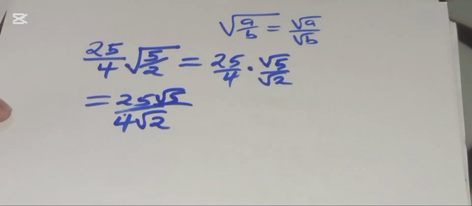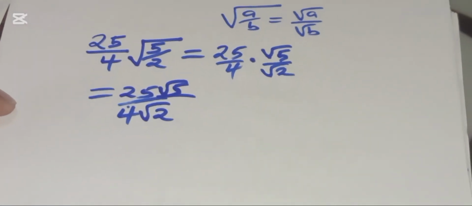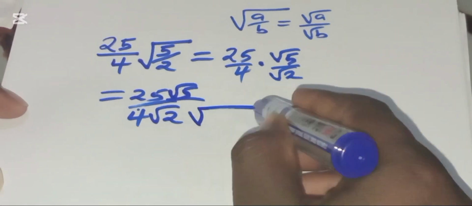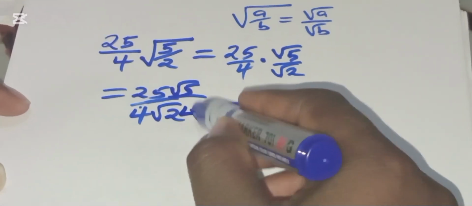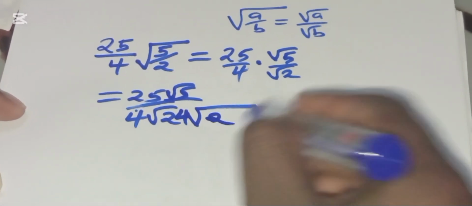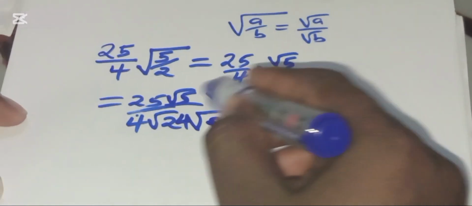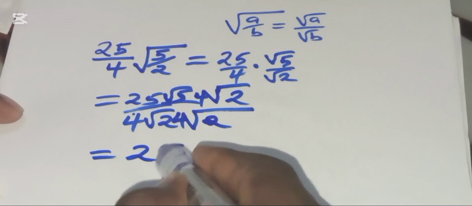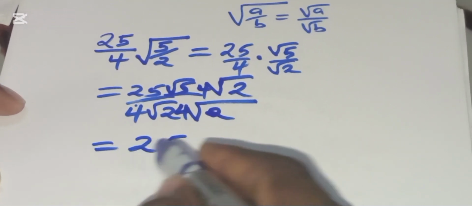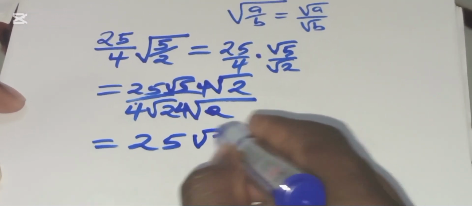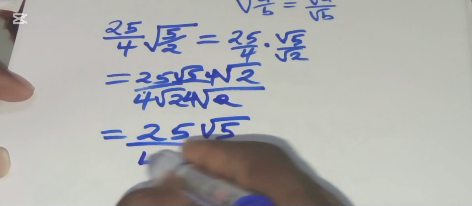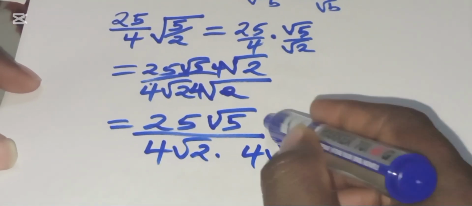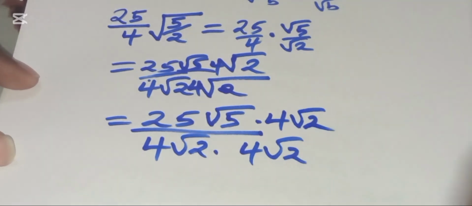So the next thing to do here is we rationalize the denominator by multiplying the denominator by the square root of 2 and also the numerator by the square root of 2. We're saying that we rationalize the denominator, so that we multiply both sides by the square root of 2.